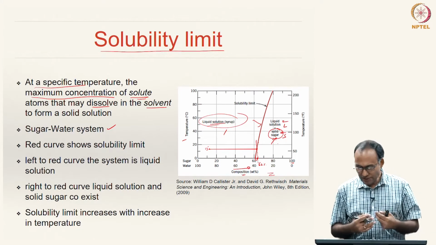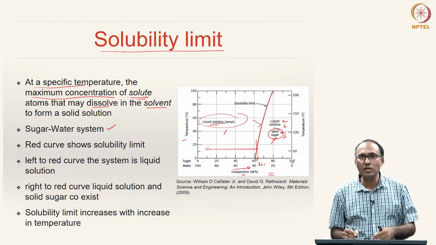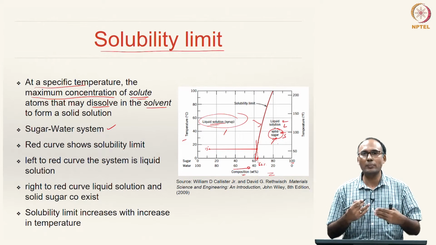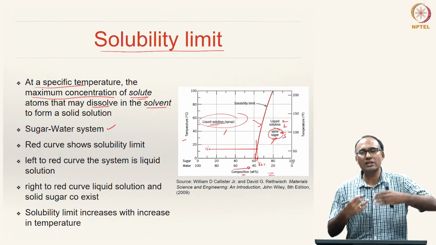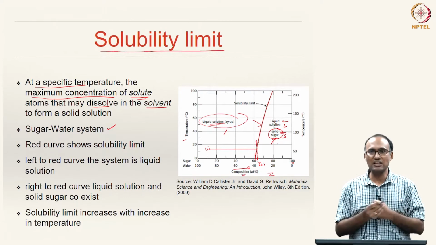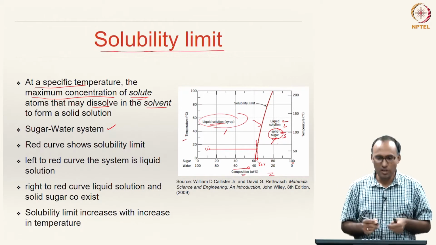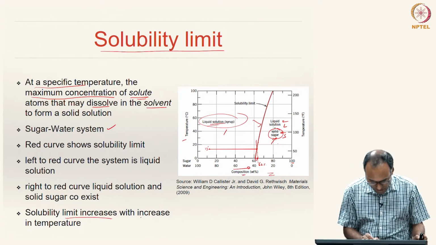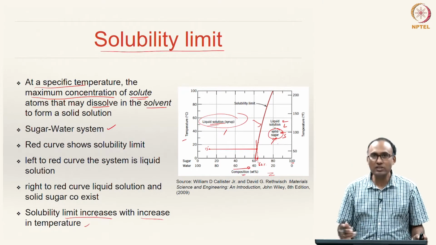So, the point is that at a given composition, the solubility need not be constant, it will be a function of temperature. As you increase the temperature, the solubility of sugar in water is increasing. So, the solubility limit increases with increase in temperature for this sugar water syrup.